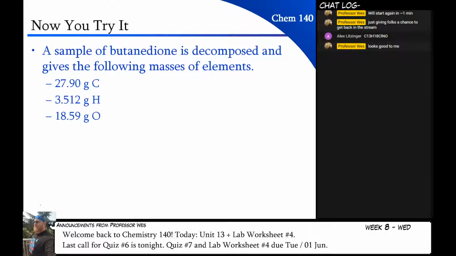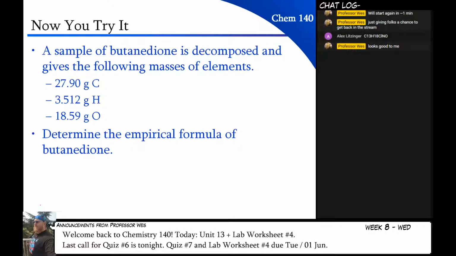All right, so let's do an example. The first step here, I want you to determine the empirical formula of butanedione with these masses. It's the same thing you've been doing all day. We'll do it one more time. So figure out the empirical formula.